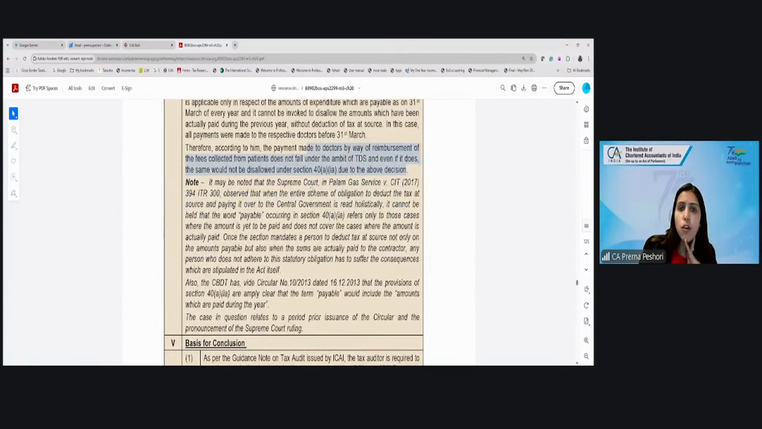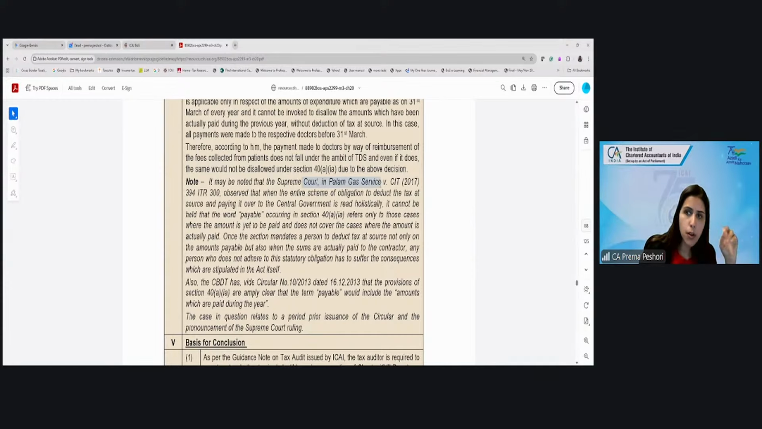Now, there is also a decision of the Supreme Court in the case of Palam Gas Service. You have learned that, right? That observed that TDS is required on the payment as well, because the word payable occurring in 40A(1)(a) refers only to those cases where the amount is yet to be paid and does not cover the cases where the amount is actually paid. So this cannot be the reading, because once the section mandates that the TDS has to be deducted, it has to be deducted not only on the amounts payable but also when the sums are paid during the year.